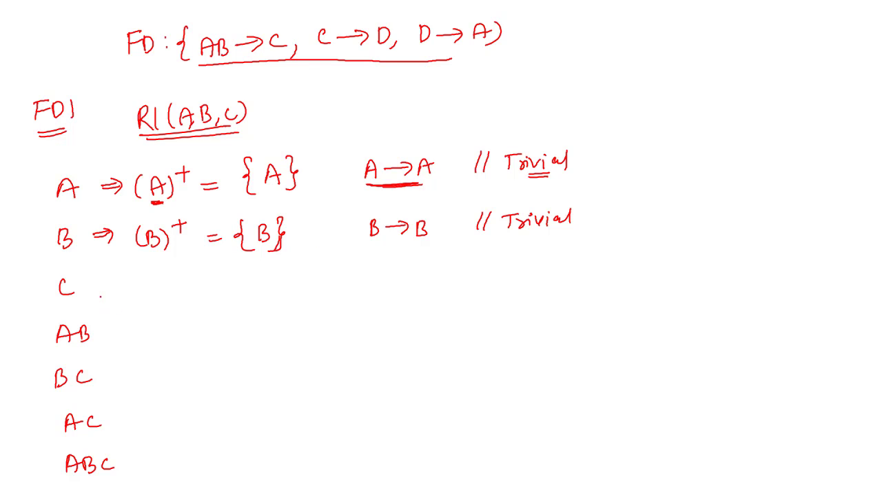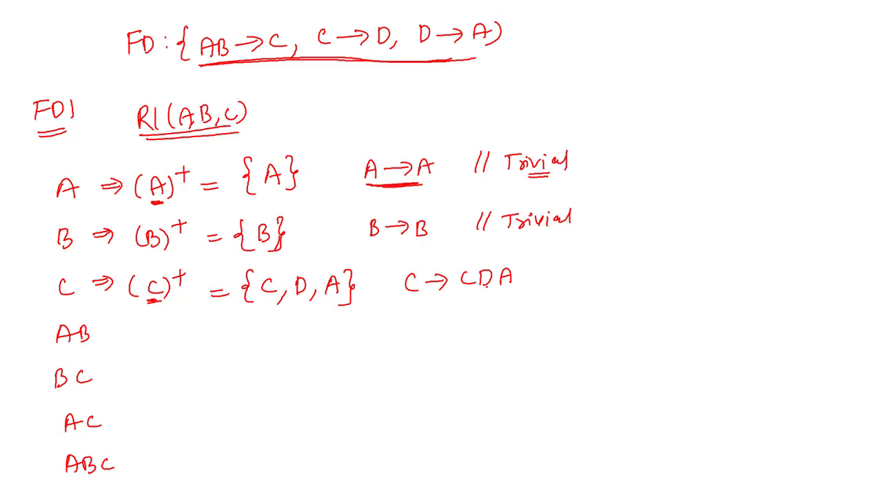Now let us calculate the closure of this C, that is C plus. We can denote the closure as C plus. And the first attribute we can determine is C. You can observe in this functional dependency, from C we can derive D. So D is one of the attributes in the closure set of C. And here D can determine A here. And can A determine any other attribute? No. So this is the closure of this one.